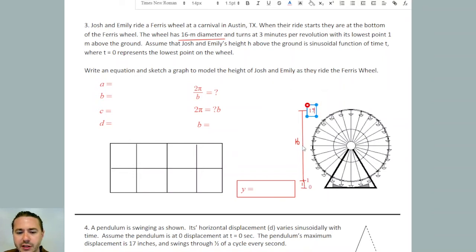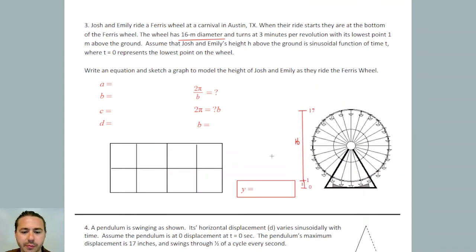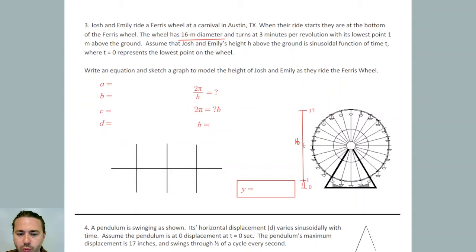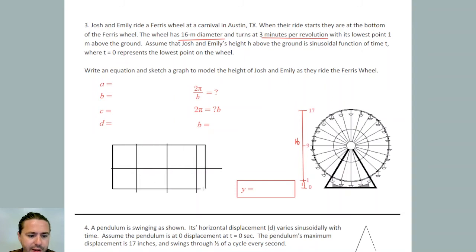So I want you to think about, well, where's equilibrium going to be? It's halfway between 17 and 1. Half of 16 is 8, so it'll be 8 above 1. So our equilibrium here, like right here, will be at 9 meters. So that gives you a little more context around where your height is at every location. Okay, it also says that it turns 3 minutes per revolution. That is going to be our period right there. And it looks like I've lost my black box here, so let's throw that back in there.